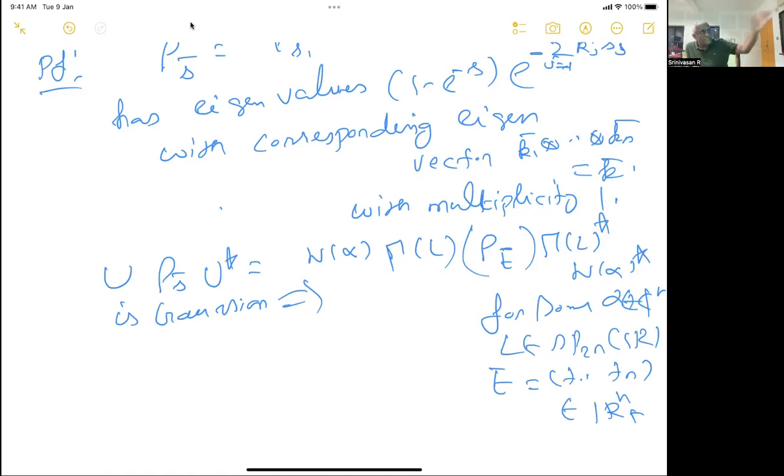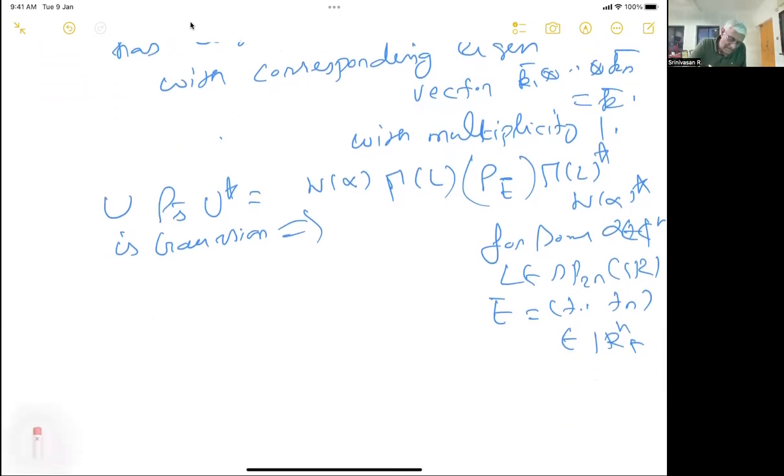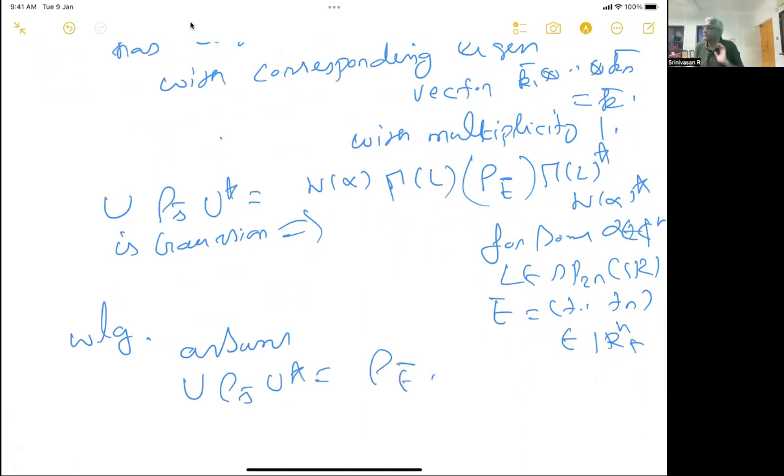So this is the statement. If you want, we can multiply this U by W of alpha star and gamma of L star, so that without loss of generality, we don't have to write it again and again. Otherwise we will take a different U. We want to get a form for U. So without loss of generality, assume U rho S bar U star is equal to rho T bar.